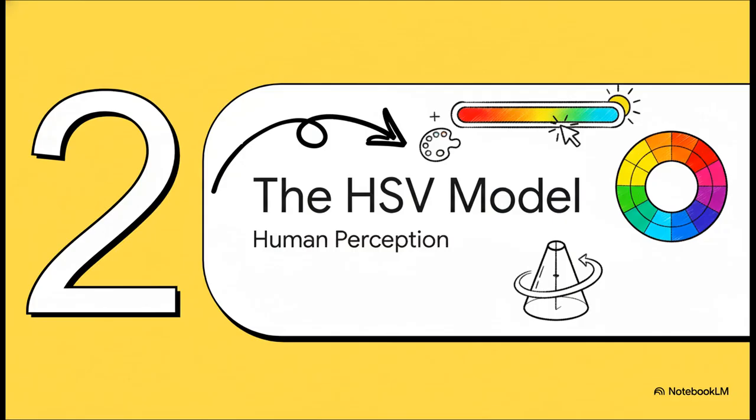Okay, so RGB is essential for displays. But for doing any kind of analysis, it can be a real headache. I mean, think about it. If I asked you to programmatically find all the green pixels, you'd have to write some messy code to define a valid range for R, G, and B, and it would probably fail in different lighting. This is exactly the kind of problem that the HSV model was built to solve.